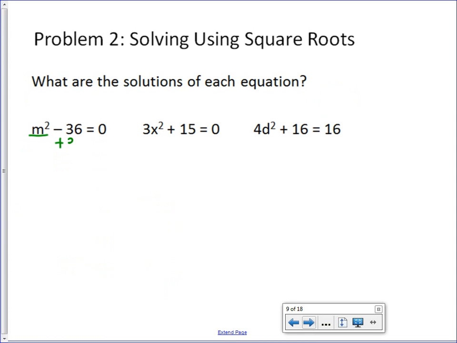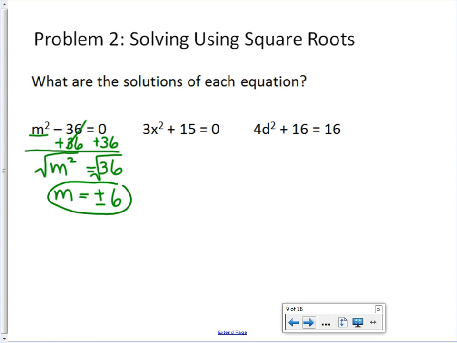So the first thing I'm going to do is add 36 to both sides. Negative 36 plus 36 is 0. So on the left side, I have m squared plus 0, which is simply m squared. On the right-hand side, 0 plus 36 is 36. And now I want to take the square root of each side in order to get m. The square root of 36 is 6, both positive 6 and negative 6. Please remember to take both the positive and the negative.